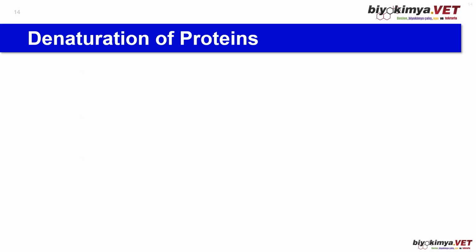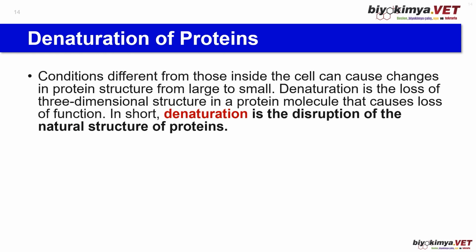Another important title: denaturation of proteins. Protein structures have evolved to function in specific cellular environments, and conditions different from those inside the cell can cause changes in protein structure from large to small. Denaturation is the loss of three-dimensional structure in a protein molecule that causes loss of function. In short, denaturation is the disruption of the natural structure of protein.